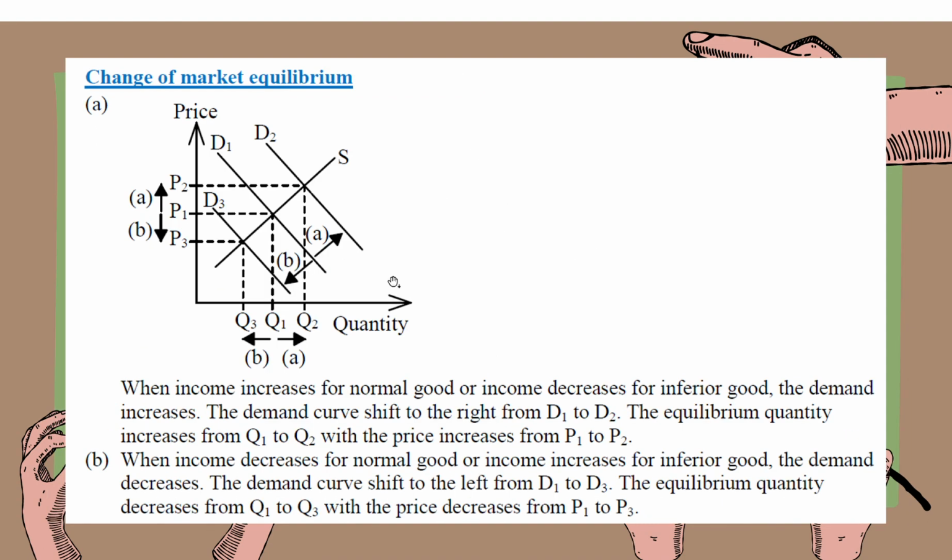And it is the same graph, the change of market equilibrium. I remember. So D1, D2, and then D1 to D3. I remember the income effects of increase or decrease. When income increases for a normal good, demand increases to D2. When income decreases, demand drops to D3. I know it, the same graph.